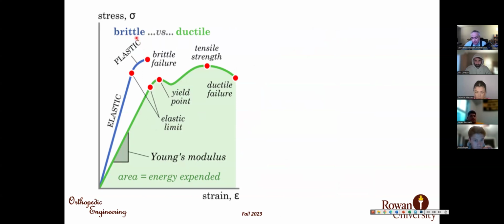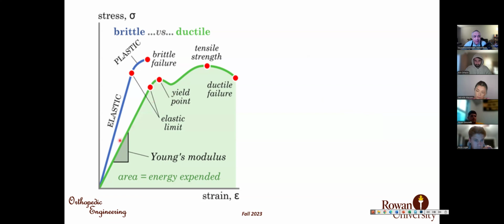We have ductile materials and brittle materials. We have tough and soft material. Let's see what's the difference.